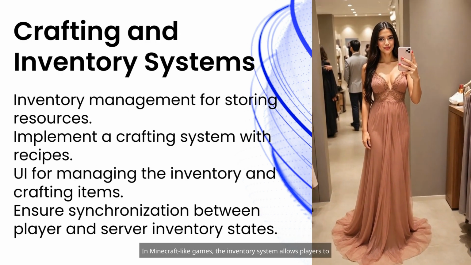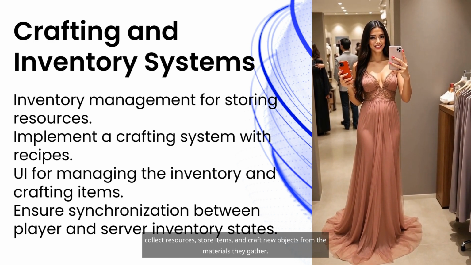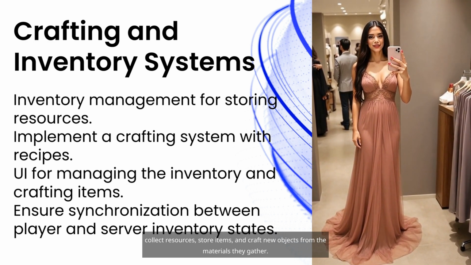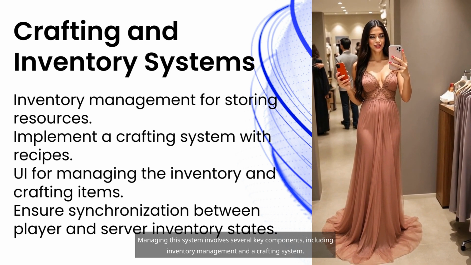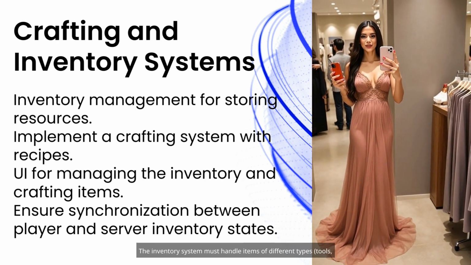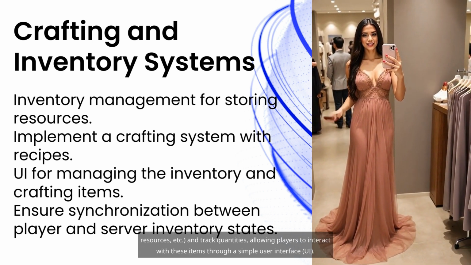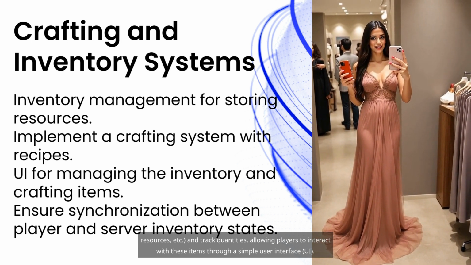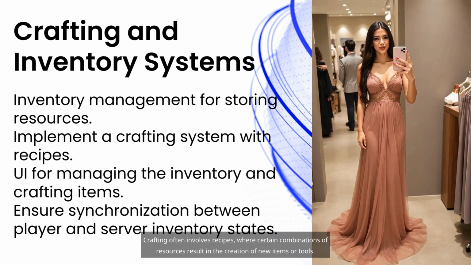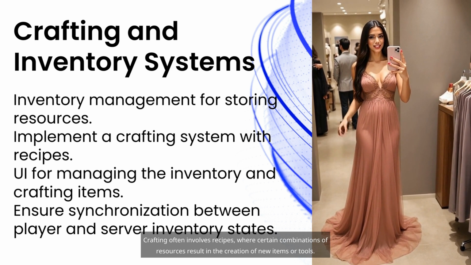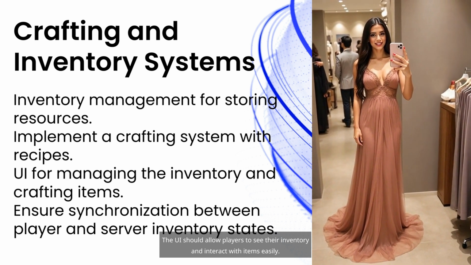In Minecraft-like games, the inventory system allows players to collect resources, store items, and craft new objects from the materials they gather. Managing this system involves several key components, including inventory management and a crafting system. The inventory system must handle items of different types, tools, resources, etc., and track quantities, allowing players to interact with these items through a simple user interface, UI. Crafting often involves recipes, where certain combinations of resources result in the creation of new items or tools. The UI should allow players to see their inventory and interact with items easily.